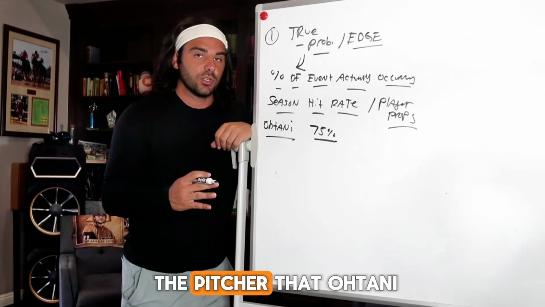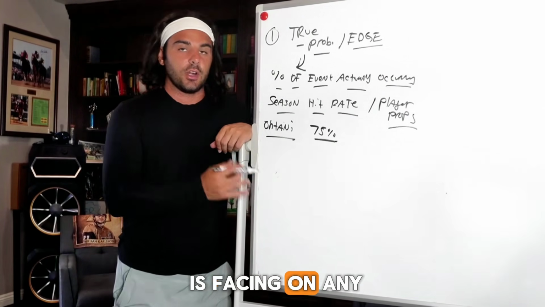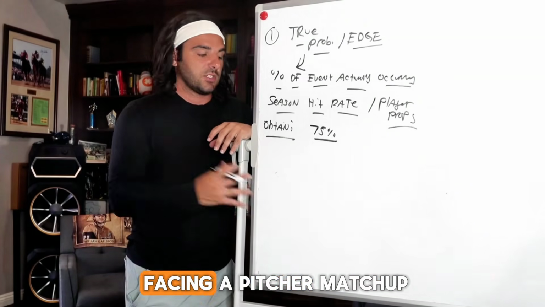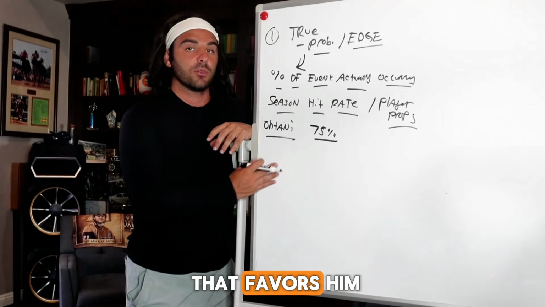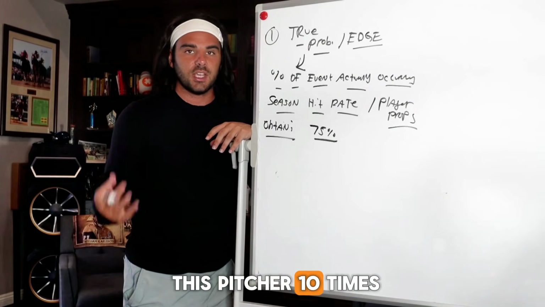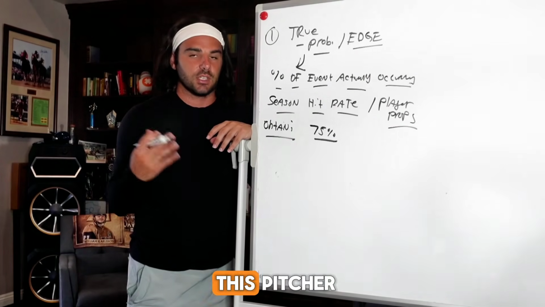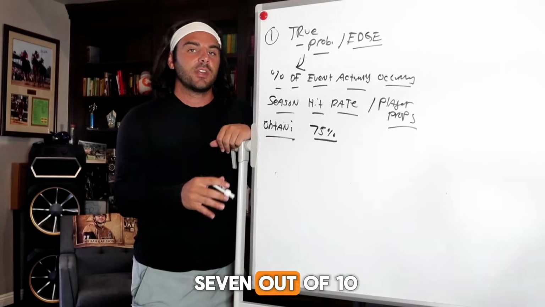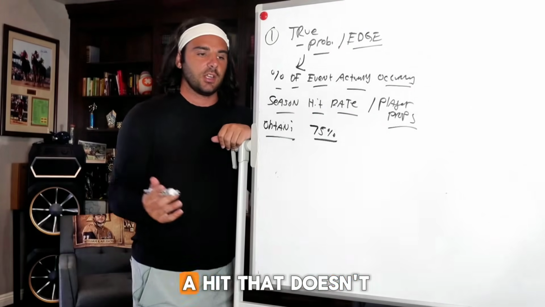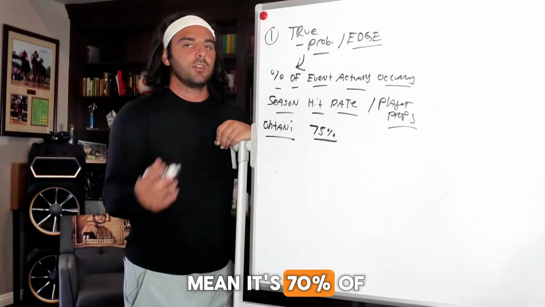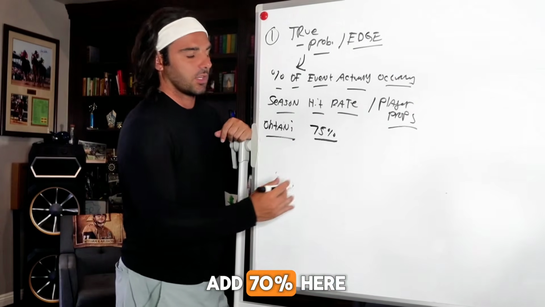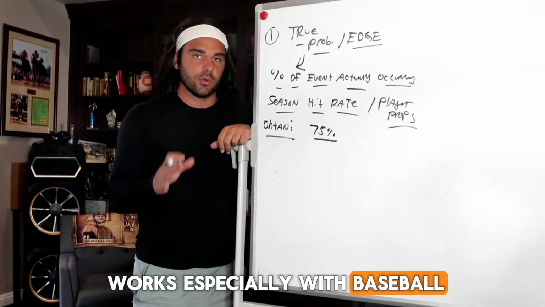But now let's say he's facing a pitcher matchup that favors him. Let's say he's faced this pitcher 10 times and he was able to get a hit 7 out of those 10 times off of this pitcher. Because he got a hit 7 out of 10 times, that doesn't mean it's 70% of the time. That doesn't mean we add 70% here. That's not how it works, especially with baseball.